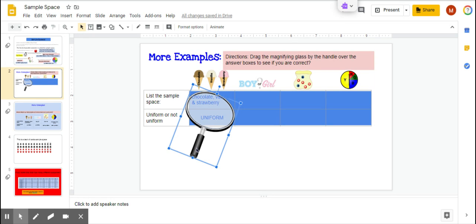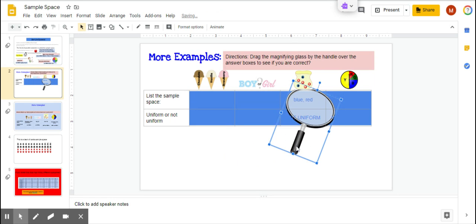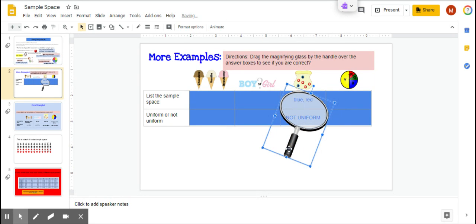Now let's go to the next one. Boy or girl? What are the chances of having a boy or a girl? And is it uniform or not? Let's take this over, and my sample space is boy or girl, and it is uniform. Now, let's go to my bag of marbles. What is my sample space? And is it uniform? Looking over, my sample space is blue and red, and it is not uniform.